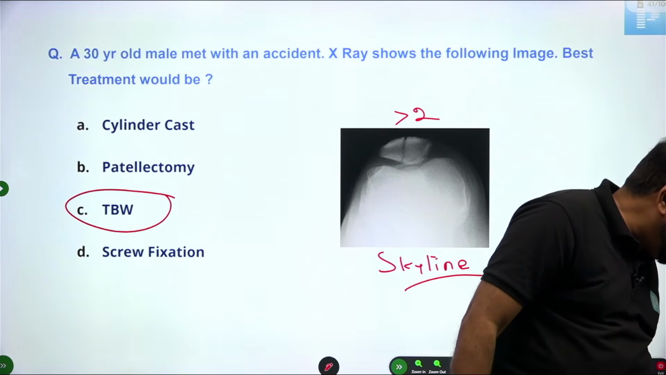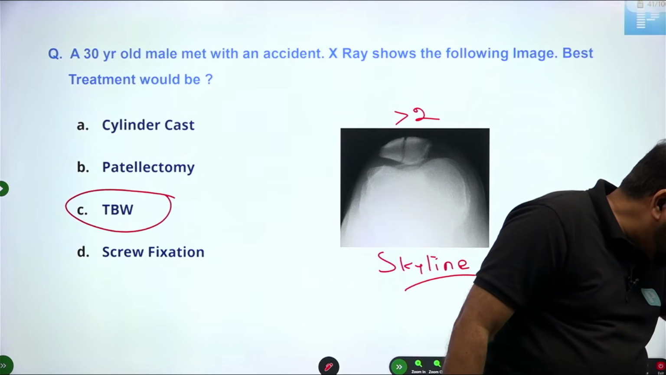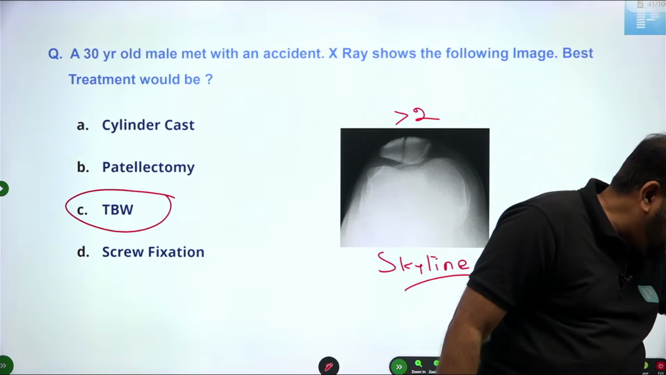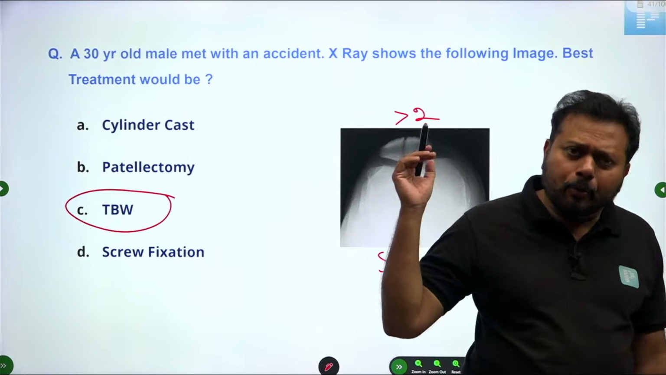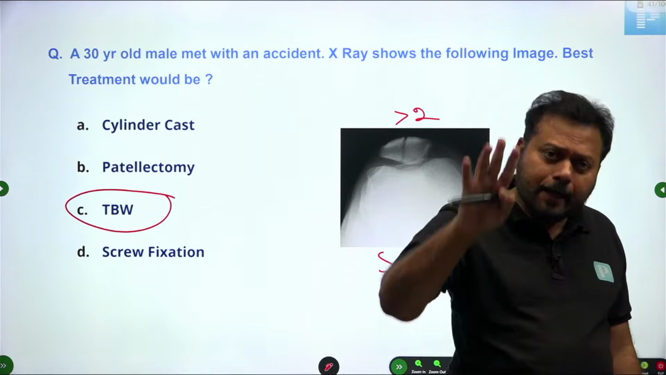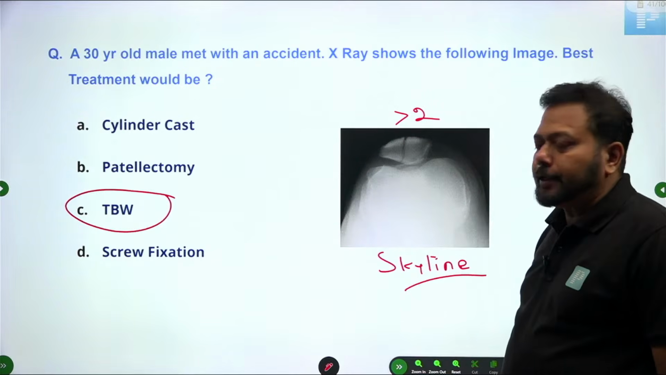Merchant view, marvelous. Okay, Merchant and Rice. Akhilesh Gupta is asking a question. Sir, skyline and rising sun view are same? No, Akhilesh. Both are different. I am going to explain, Akhilesh.